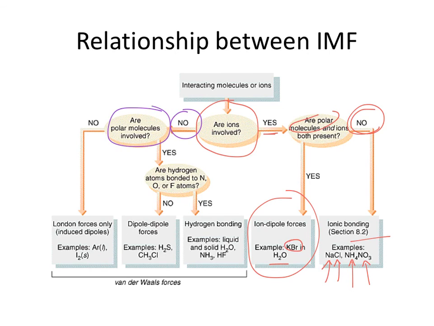Let's say there's not any ions involved. So are there polar molecules, yes or no? Let's go with yes, there's polar molecules. Is it a hydrogen bonded to an N, O, or F atom? If that's a no, then it's just plain dipole-dipole. If that's a yes, then it's hydrogen bonding. And if there are no polar molecules, then it's all nonpolar, so it's London dispersion forces.